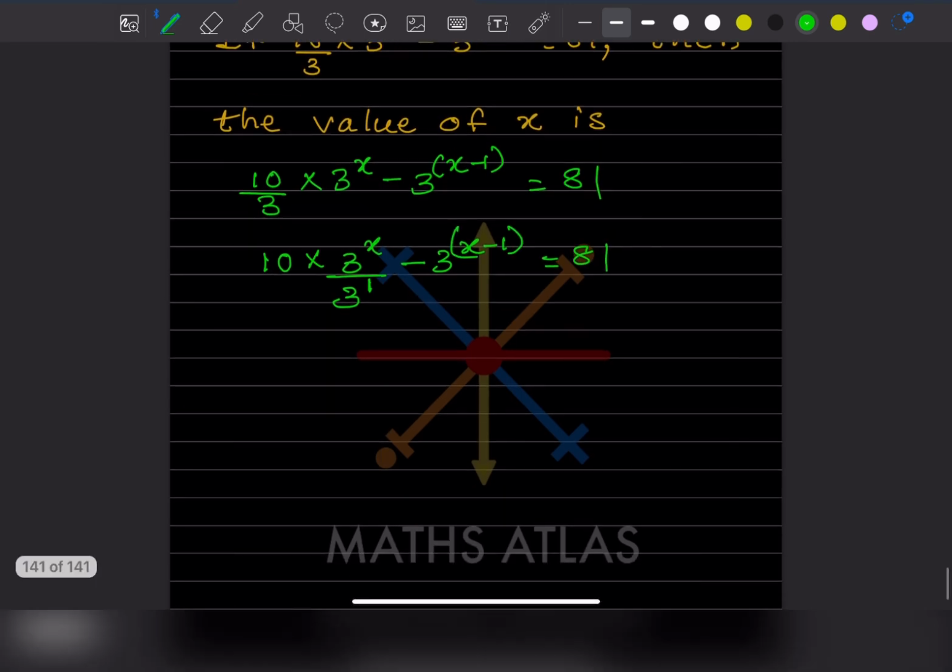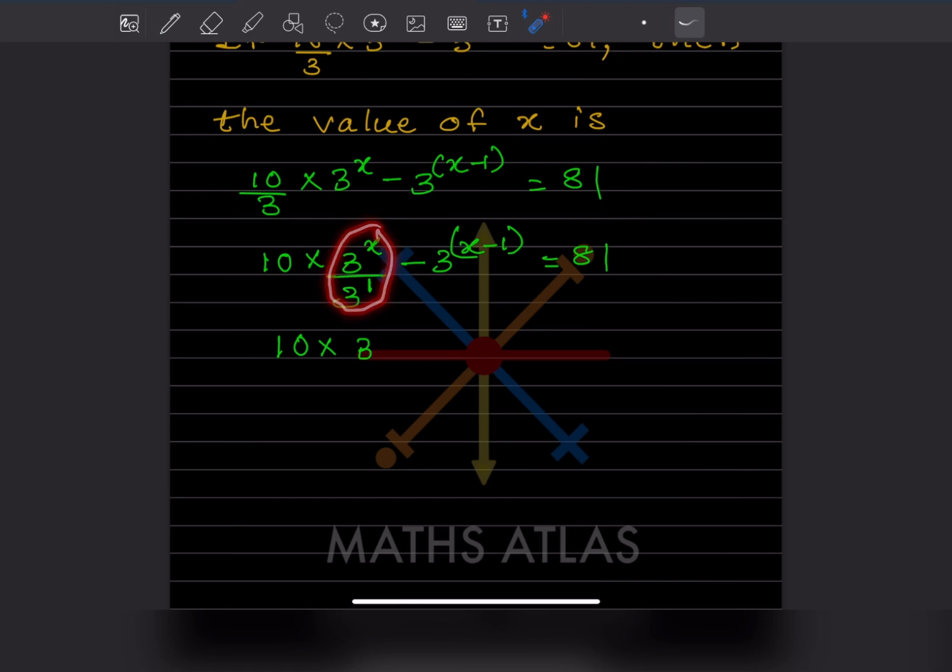Now what we can do here, for this one, we can also write this as 10 into 3 raised to, for this part, because this is division and you can see the base is the same. So we can write a raised to m divided by a raised to n, that will be a raised to m minus n. So we can write here 3 raised to x minus 1, and this 3 raised to x minus 1 is as it is equal to 81.